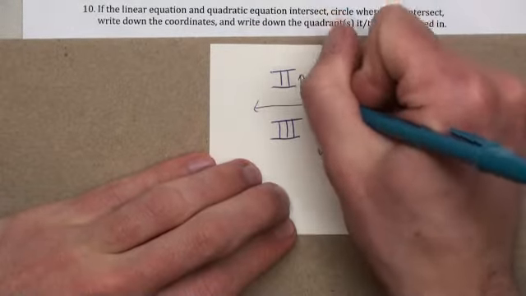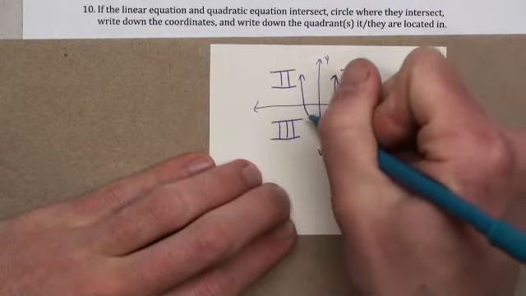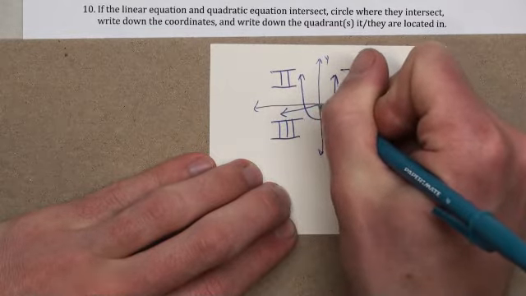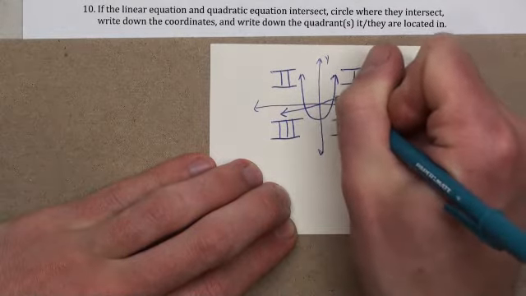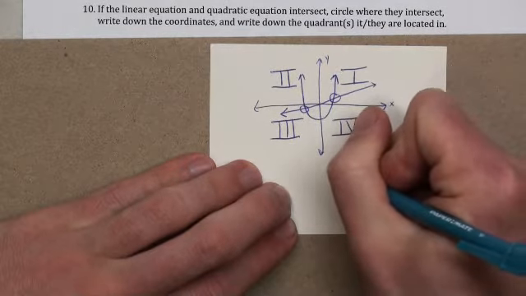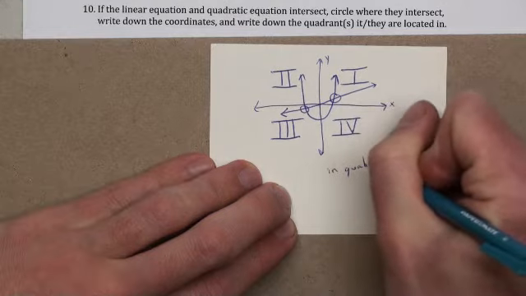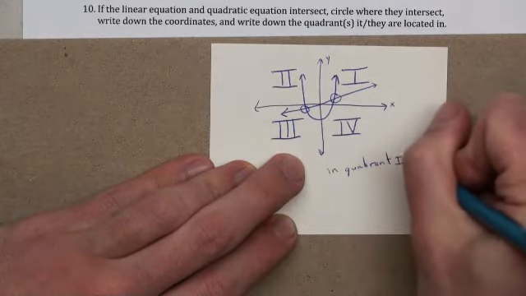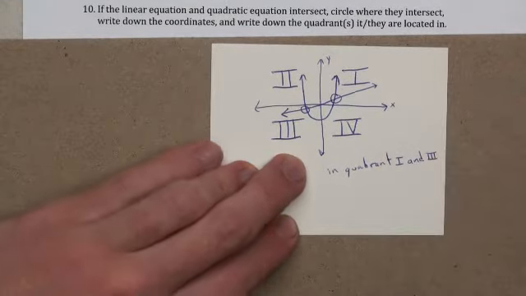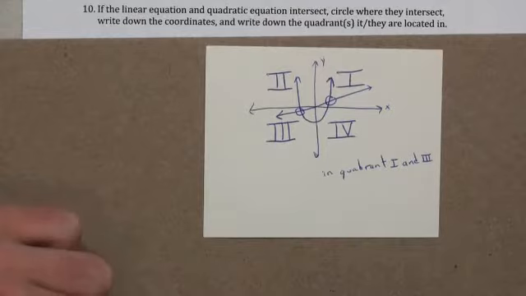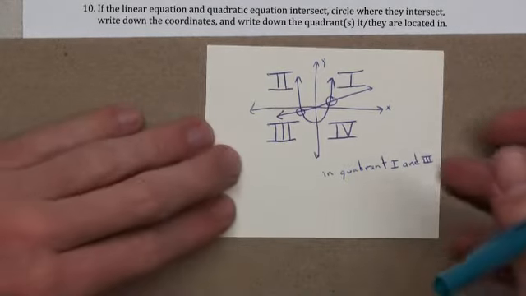So if you have a parabola like this, right, and we had a line that went like this, right, the solution would be here and here. So the solution would be in quadrant 1 and 3. Okay? Because a lot of times there's multiple choice questions on this where they're asking you what quadrant is the solution in, or are the solutions in. Okay?